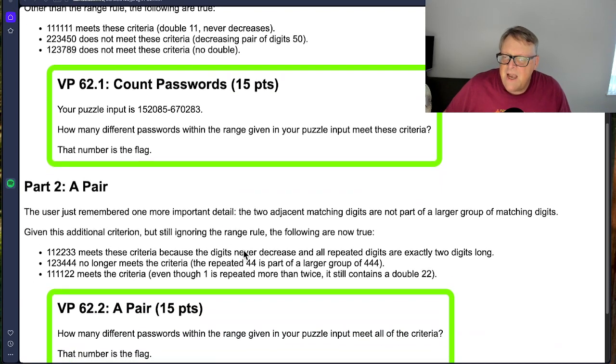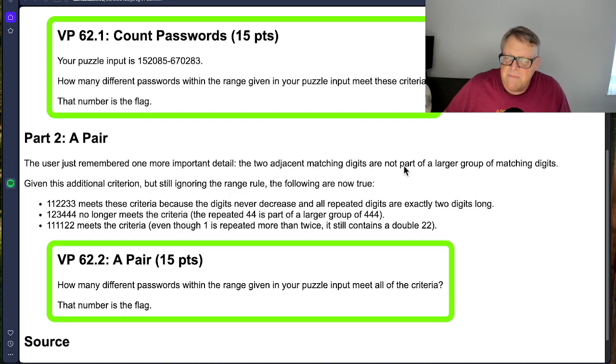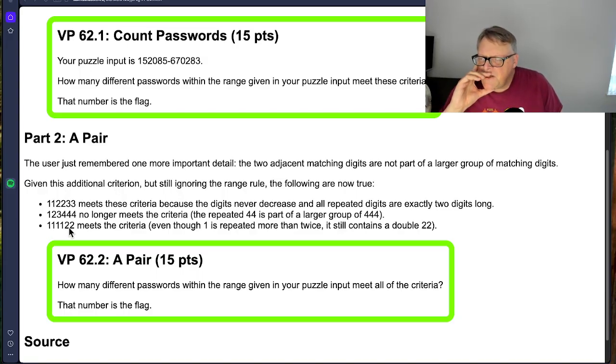And then you add another detail. The two adjacent matching digits are not part of a larger group of matching digits. So this one fails because the only pair is 44, and that's part of a triplet. This one meets it because even though there are multiple pairs, there's no pair that's more than 2. Or to be more exact, there is at least one pair that is not a triplet or anything longer.